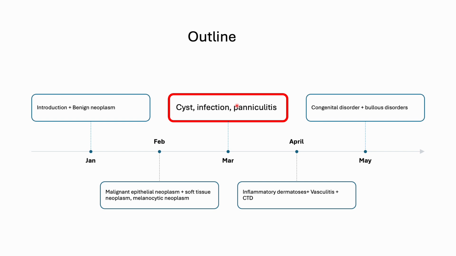This is just a quick reminder of what we have done in the past. We covered the benign and malignant epithelial neoplasm, soft tissue neoplasm, and melanocytic neoplasm. And from March, we will start our non-neoplastic topics. In March, we will be talking about the cysts, infection, and panniculitis.